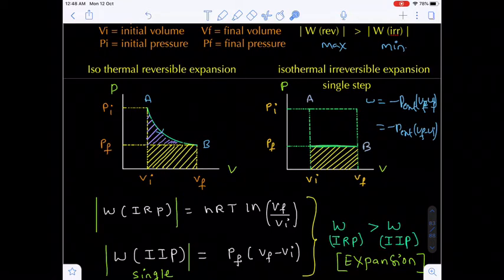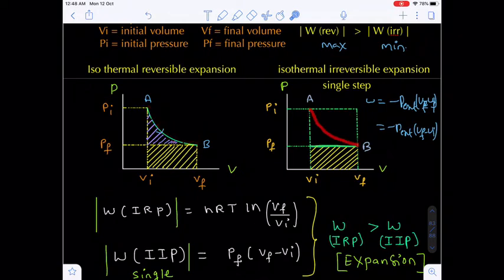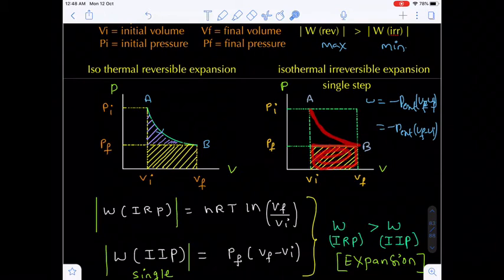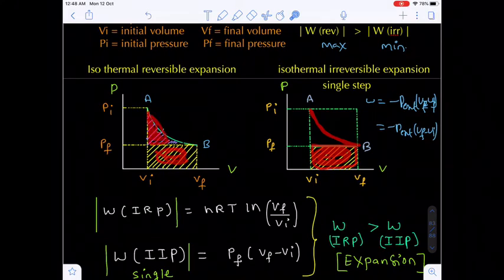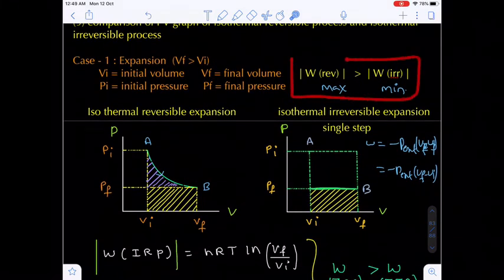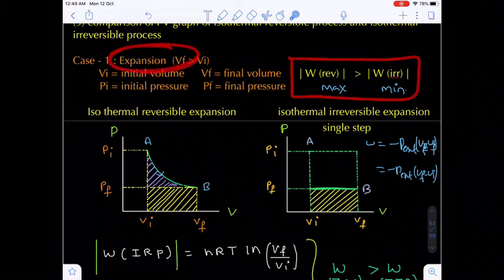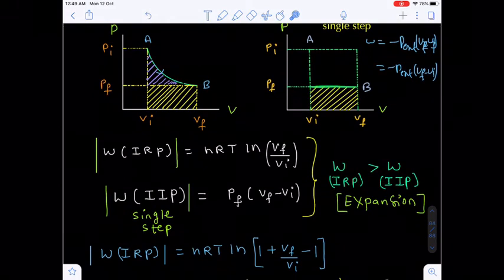This is the area corresponding to work done in isothermal irreversible expansion of an ideal gas in a single step. If you see this graph, this is the area, and this is the area which is not covered here. Only this area is covered, so this area will be less, and this other area will be more. This is the extra area covered here, and the area is nothing but work done. That's why work done in an isothermal reversible process will be greater than in an irreversible process, regarding expansion.